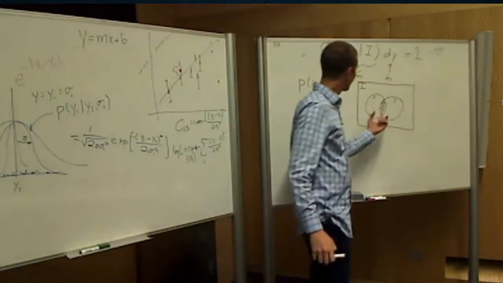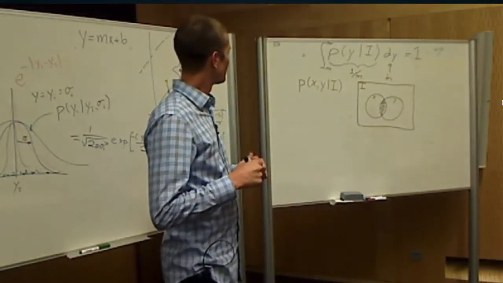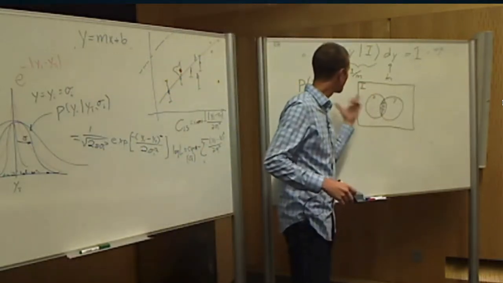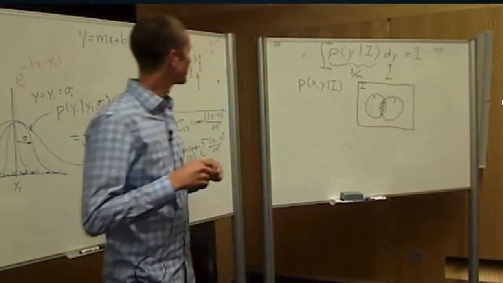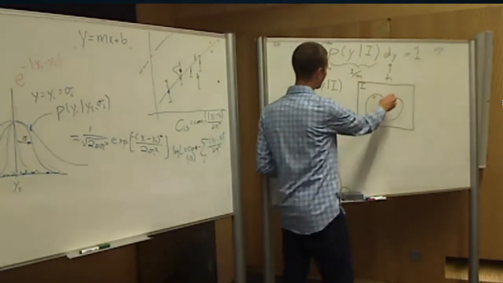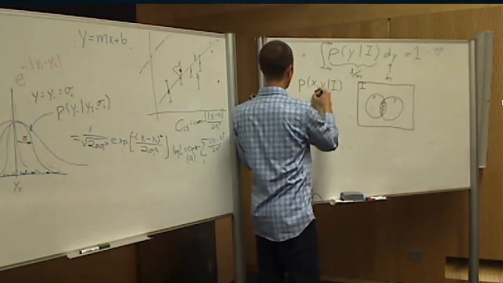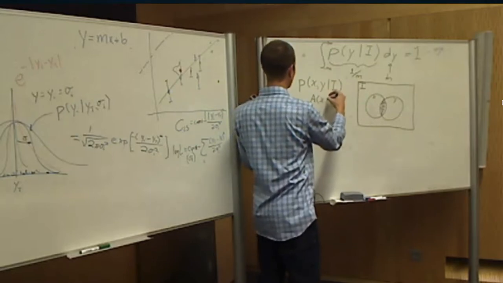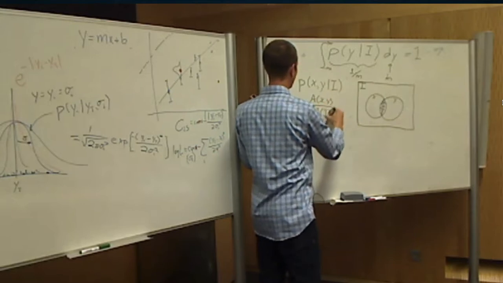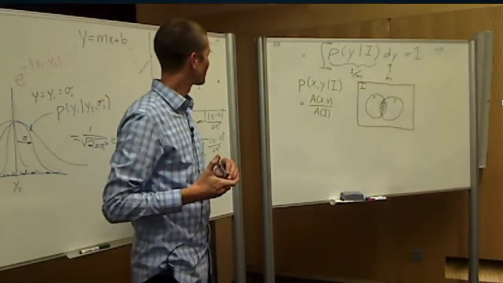Now, looking at this, you can start to think about how you might, with this visual representation, manipulate this expression a little bit. Essentially, the way to think about this is that the P of x and y given I is, in this representation, like looking at the area of x intersecting with y divided by the area of I, right? That's one way to visualize how this is working here.